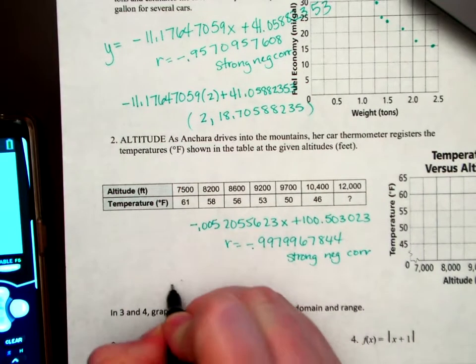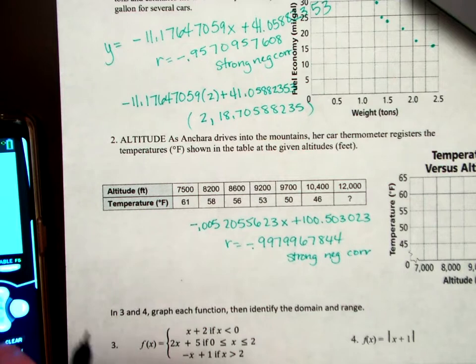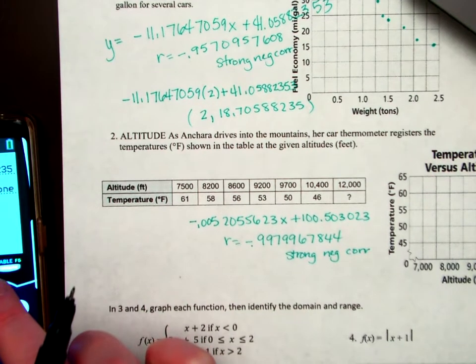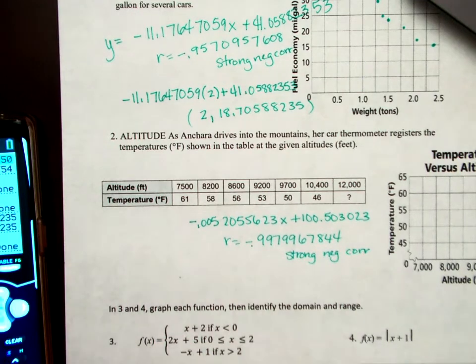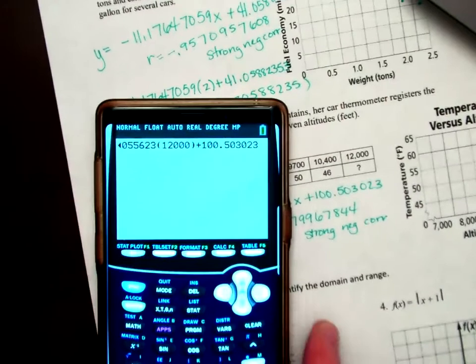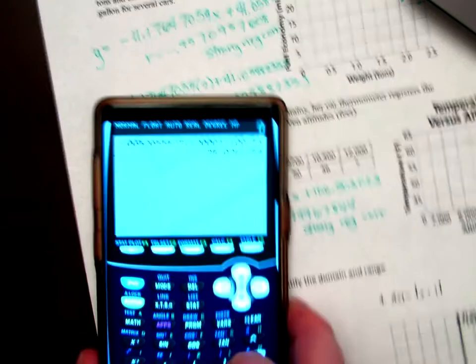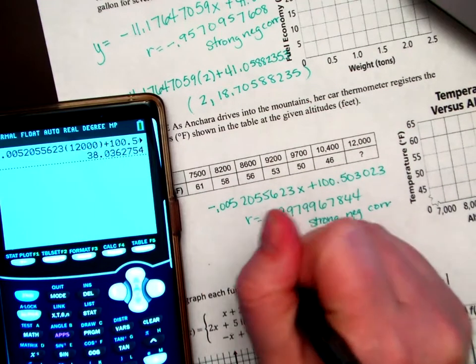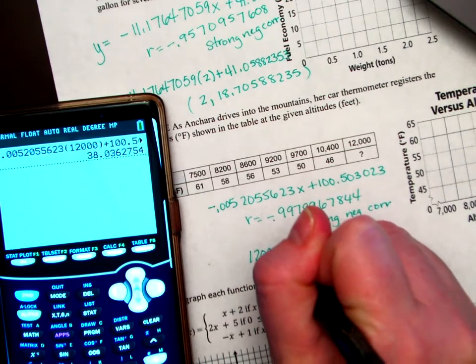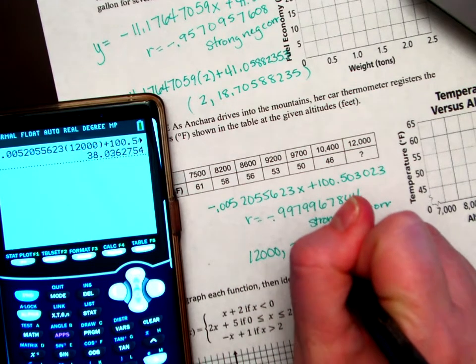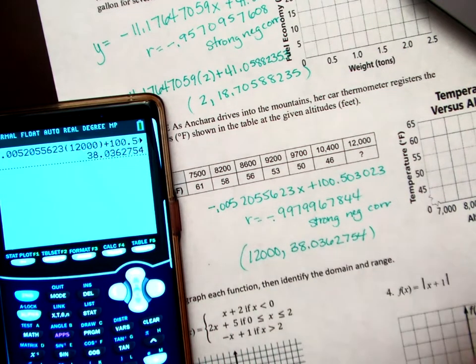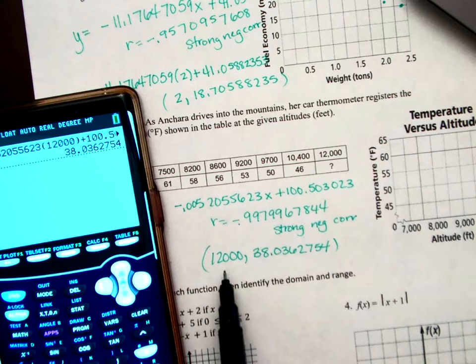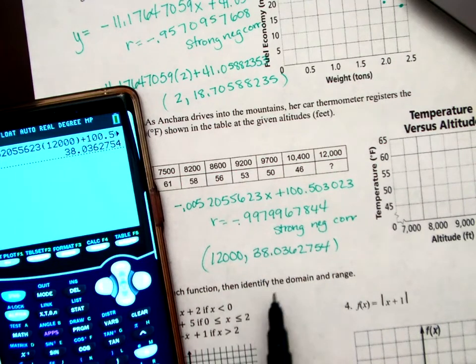Calculating out the value in my calculator. Let's see here. So after you type it all in, evaluating at 12,000, hit enter. So 12,000 is at 38.0362754, which trends with the values of what it should be. If this is written wrong in my answer key, I apologize. I've only done these about 4 times now today with videos, so just letting you know.